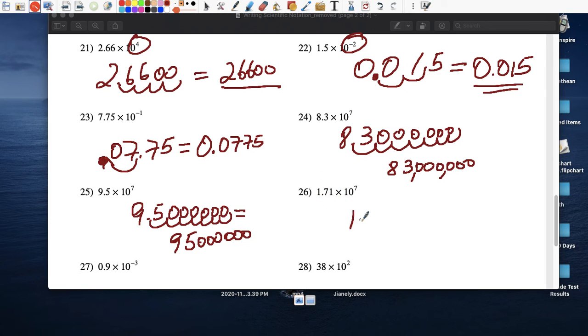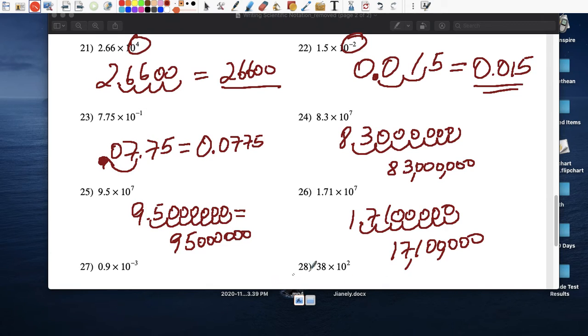1.71 times 10 to the 7th again. There's 1.71. Move the decimal 7 spaces to the right. 1, 2, 3, 4, 5. Add 0 on those empty spaces. Clean that up, please. And you get 17 million 100,000.